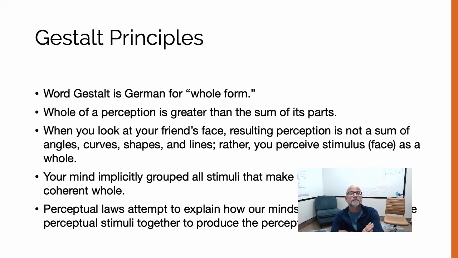So when you look at your friend's face, for example, you perceive your friend. It's not a sum of angles and curves and shapes and lines. You perceive a person's face right off the bat, and your mind implicitly groups these stimuli that make up the face into a coherent whole. It would be really difficult to try to separate those things so that what you really focused on were the angles, because what you see is a face. So these Gestalt laws attempt to explain how our mind automatically organizes these stimuli together to produce the perception of a whole form.